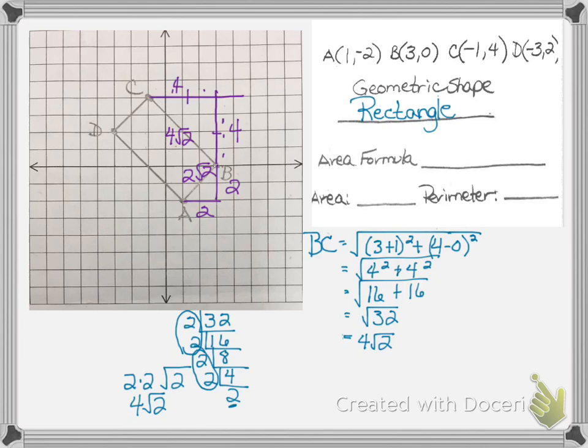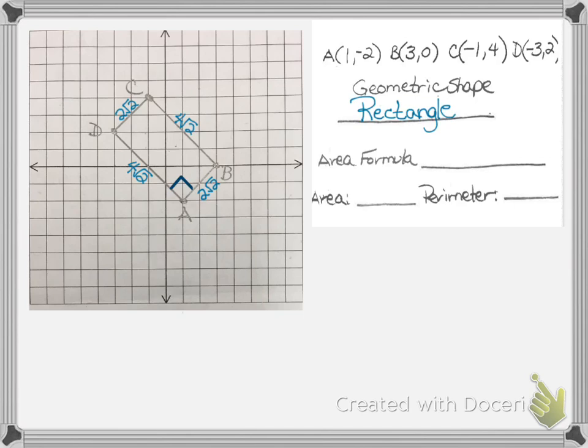Okay, so let's see, is AD the same length? Let's look at it. So I'm moving down from D, and I'm moving left. See, I'm only following the grid. So this length is 4, this length is 4. So the opposite sides are congruent. So we definitely know that this is a rectangle.